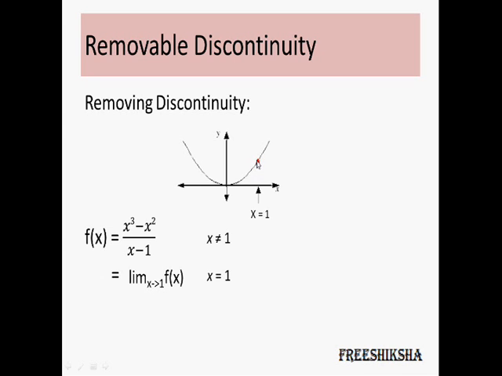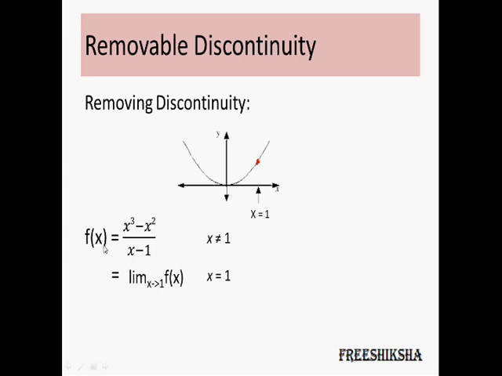And what will be that value? That value will be nothing but the limit's value at that particular point. At x is equal to 1 we cannot find the value, but we can certainly find out the limit's value as x approaches 1. And if I fill this particular hole with that value, then I have removed the discontinuity.